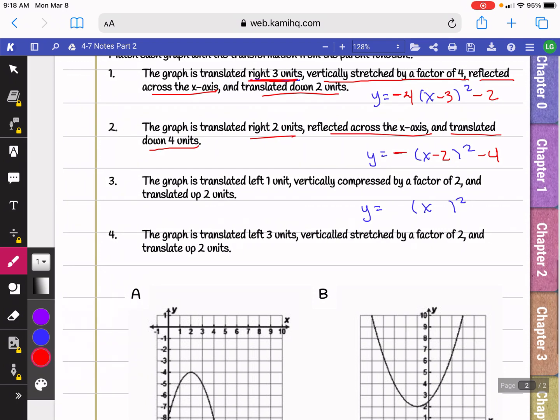On this next one, it says it's translated left 1 unit. That goes in parentheses. Left is plus. It's compressed by a factor of 2. That means our a, since it's compressed, is actually going to be a fraction. So instead of having a 2 in front, I'm going to have a 1/2. And then it's translated up 2 units, so you would add 2 at the end.